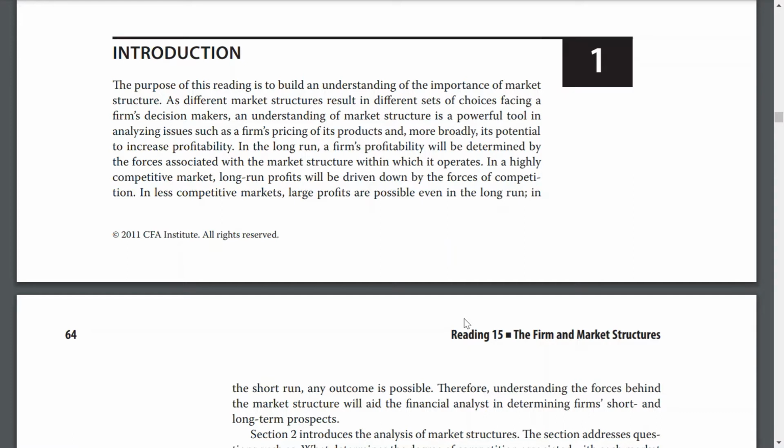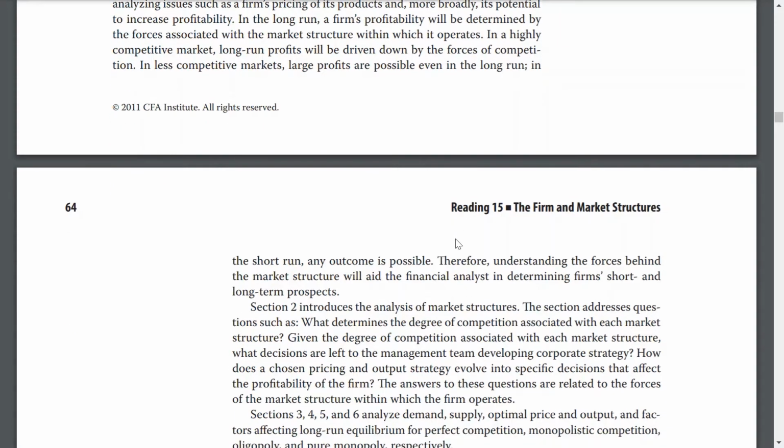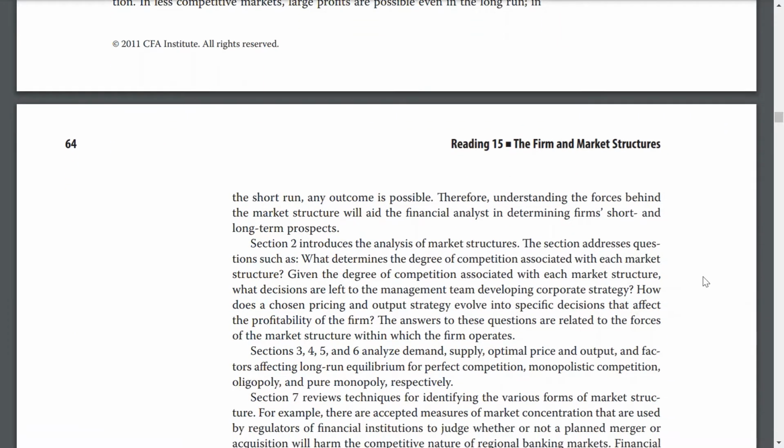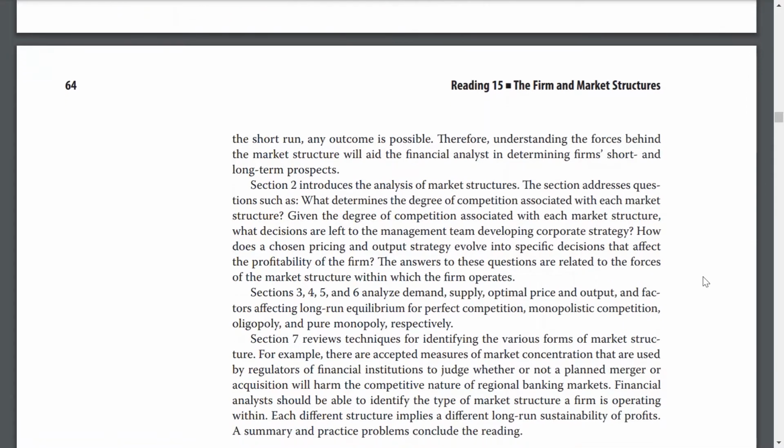In the long run, a firm's profitability will be determined by the forces associated with the market structure within which it operates. In a highly competitive market, long-run profits will be driven down by the forces of competition. In less competitive markets, large profits are possible even in the long run. In the short run, any outcome is possible. Therefore, understanding the forces behind the market structure will aid the financial analyst in determining firms' short- and long-term prospects.